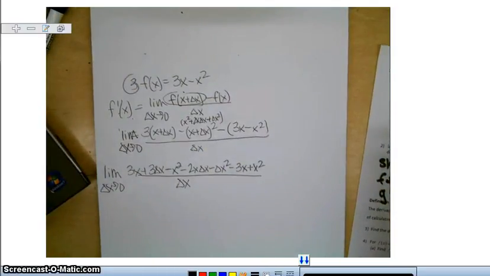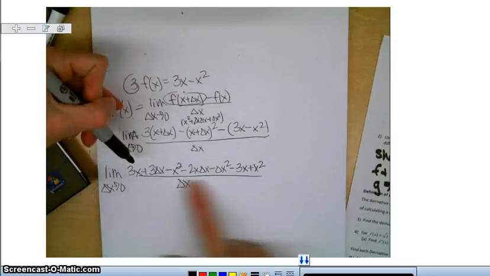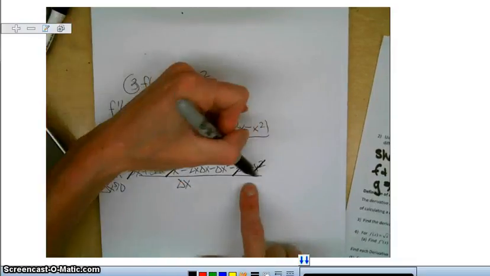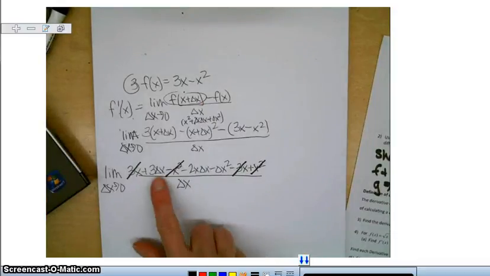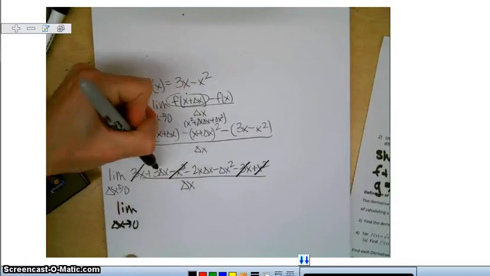Pretty much everything cancels. So the 3x and negative 3x cancel. The negative x squared and x squared cancel. And the only thing I'm left with, each of them have a delta x. So what I'm going to do in my next step is factor out a delta x from each term on the top.